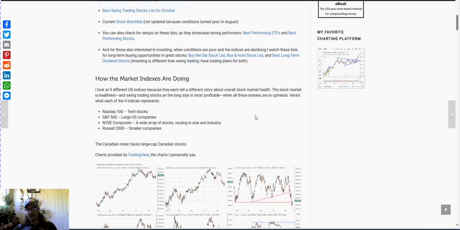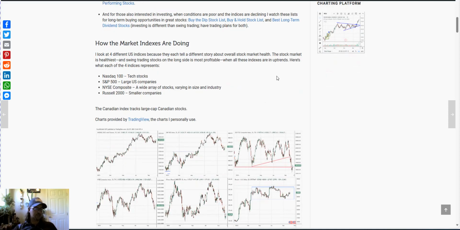And if you're more into the investing side, when conditions are poor, I have been buying stocks. I recently updated the buy and hold stock list, and when the market's declining, I'm looking at those lists for longer term investments, so not really related to swing trading per se, but looking a year or two out or more, stocks that I want to own. If I can pick them up on the cheap, hey, that's great. So there's these lists: buy the dip stock list, buy and hold, and best long term dividend stocks. You can check out those, give you something to do while the market's in correction like we're in right now.